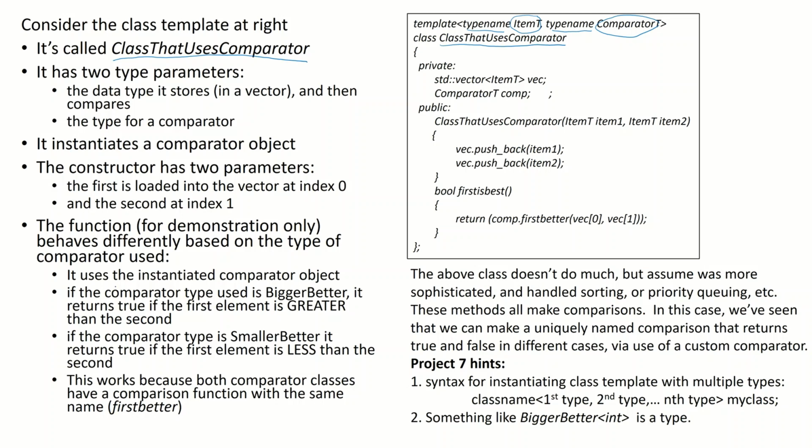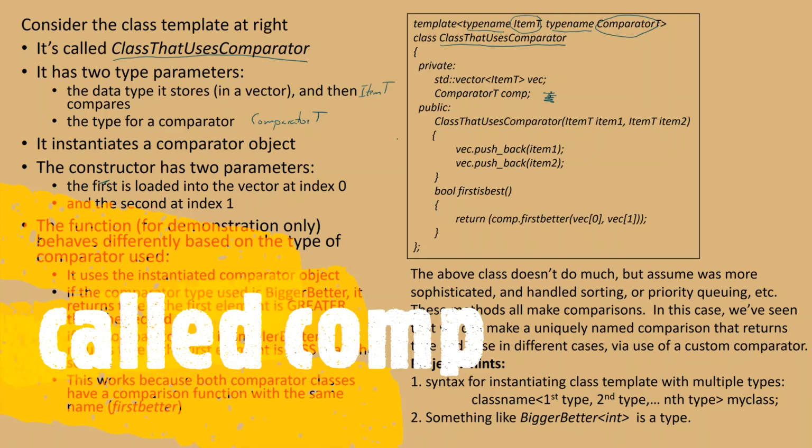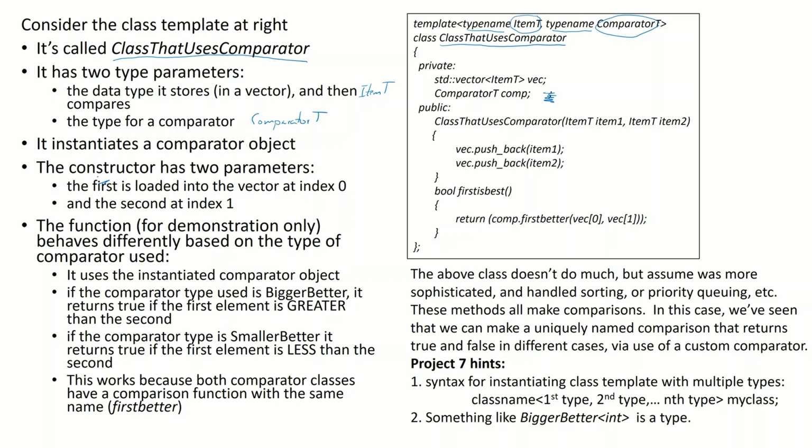So let me write this down. So this is item T, and this here is comparator T. You notice that the class instantiates a comparator object. The constructor in this case takes two parameters. You notice that both of them are of type item T. The first one is called item 1, so this is the type and this is the variable name, just as if we had int i and int j. So this is the type and the parameter name.